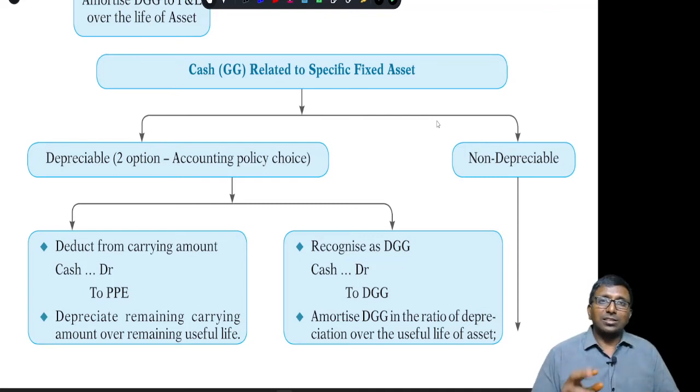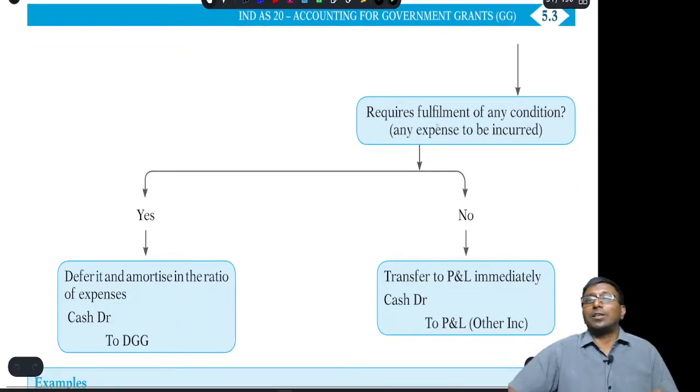And the second thing is, you should recognize it as a DGG, that is, you received cash: cash account debit to DGG, and DGG will be transferred to P&L over the life of the asset in the ratio of the depreciation. If you are following the SLM method, then an equal amount of the DGG will be transferred to P&L. If you are following WDV or some other method, you have to calculate, and in the same ratio in which your depreciation comes, it is supposed to be transferred to profit and loss.